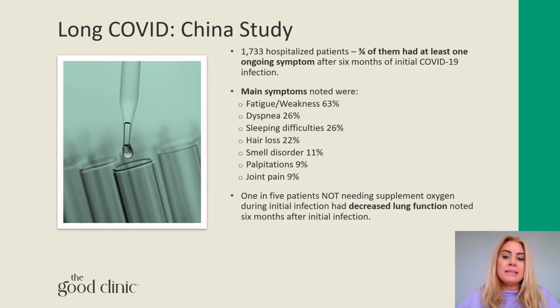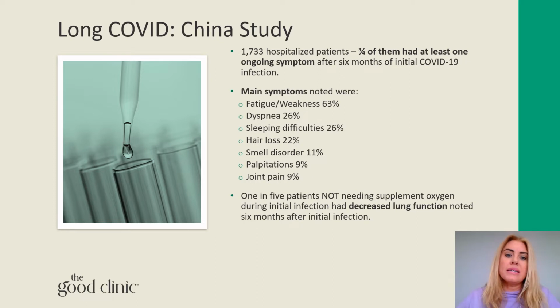And joint pain, and this isn't just one single joint, it's random major musculoskeletal joint pain. And it could be that a person had pain maybe in their knee, or they had pain in their hands. It could be any joint, but random joint pain after the infection, 9% reported that.